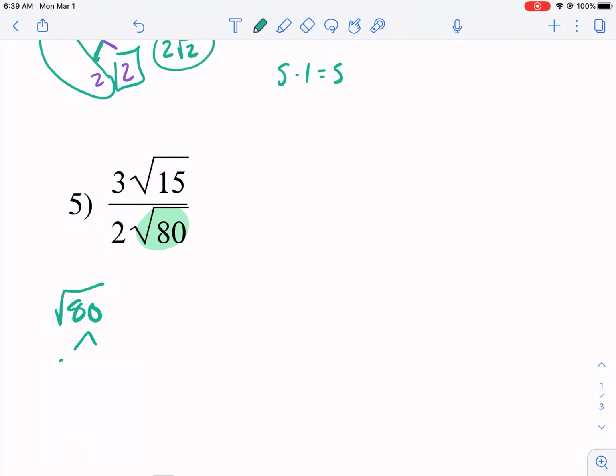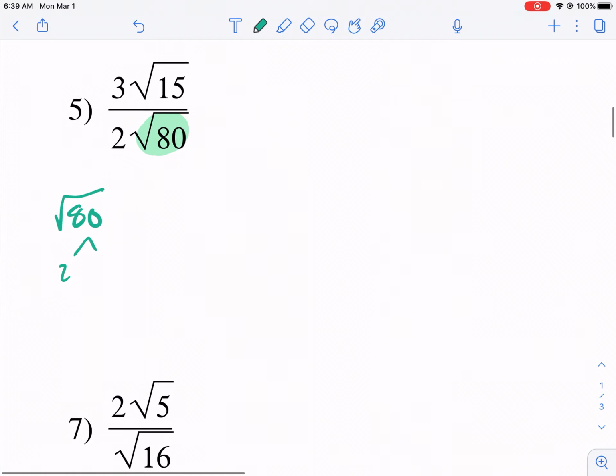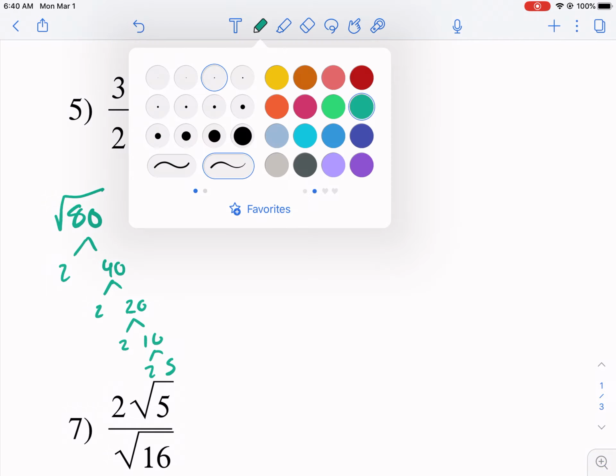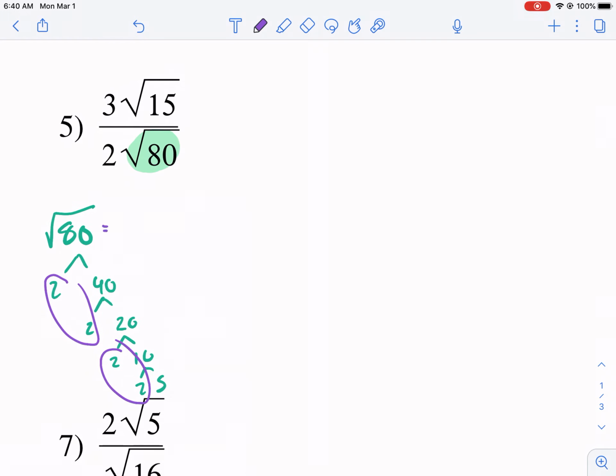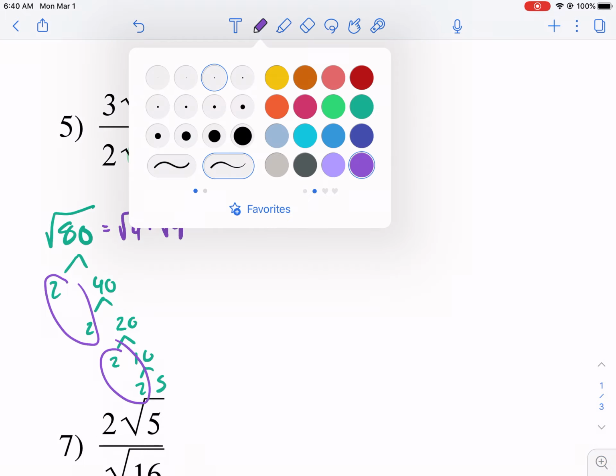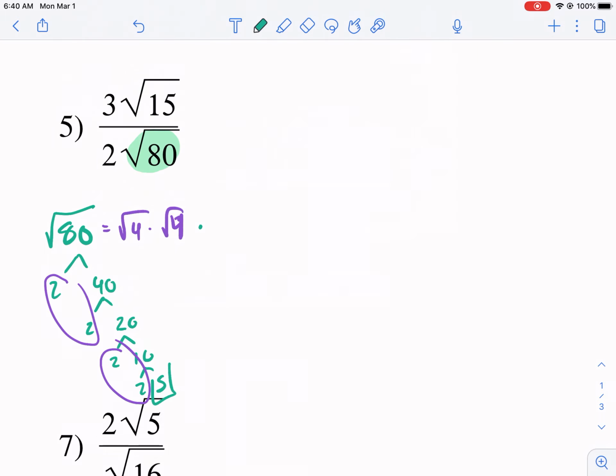But not 80. Okay, prime factors on the left, there's 2, and that's 40. Divide by prime number again, 2, that's 20. Divide by prime number again, 2, that's 10. 2, that's 5. Okay, circle pairs. There's 1, 2. There's another 2. So I know essentially, okay, square root of 80 is going to be square root of 4 times square root of 4. And then the square root of 5 gets left by himself inside the house.